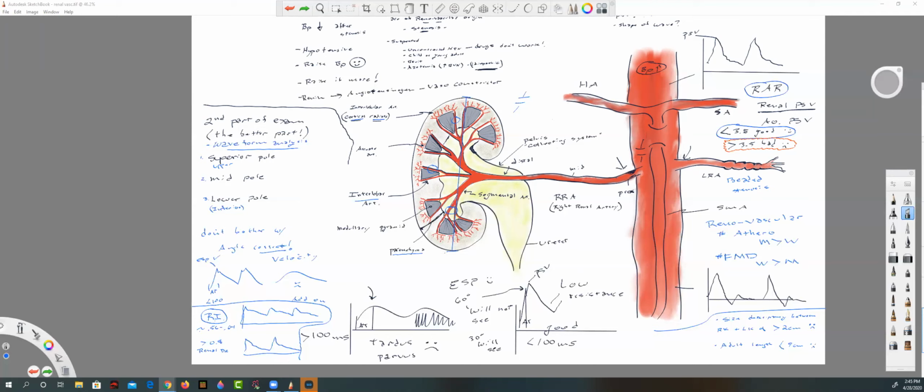Peak systolic velocity minus end diastolic velocity divided by peak systolic velocity. Yeah, so good. I did say it correctly.